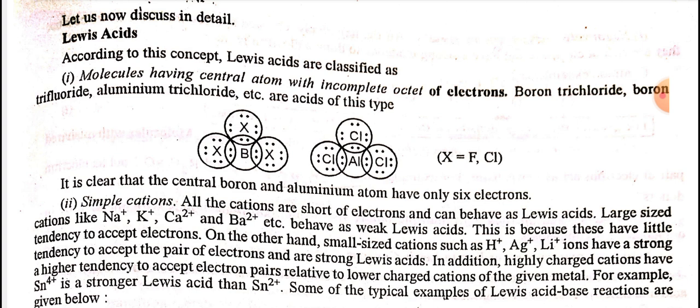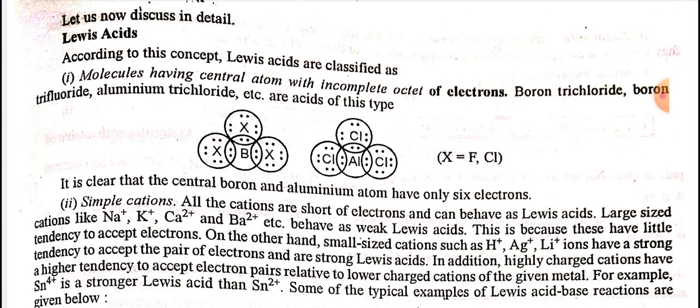Let us now discuss in detail Lewis acids. According to this concept, Lewis acids are classified as molecules having a central atom with an incomplete octet of electrons. Boron trichloride, boron trifluoride, and aluminum trichloride are acids of this type. It is clear that the central boron and aluminum atoms have only 6 electrons.